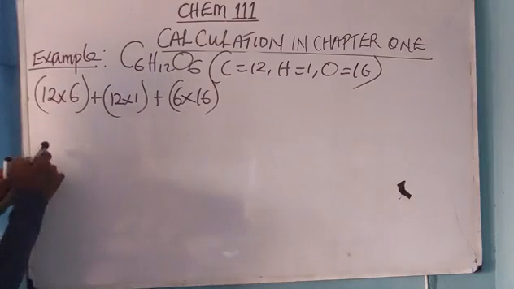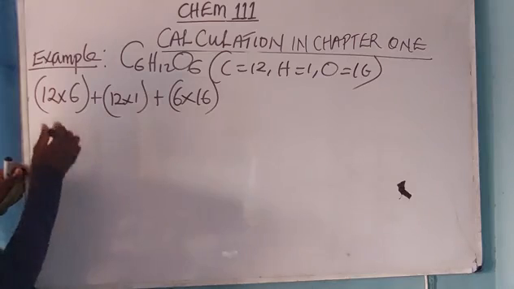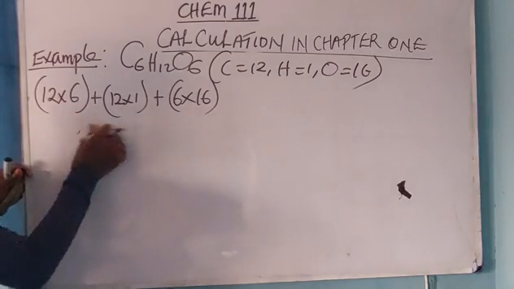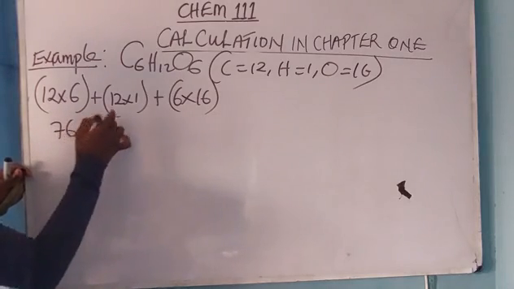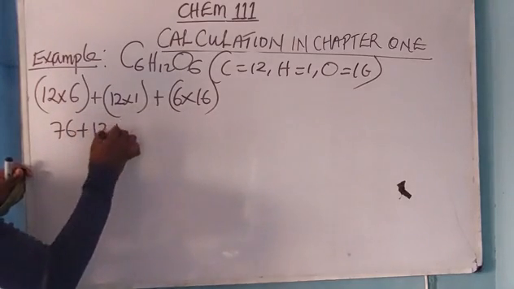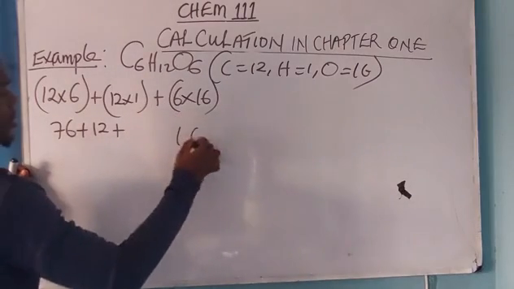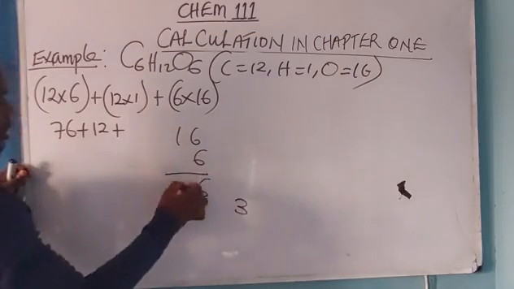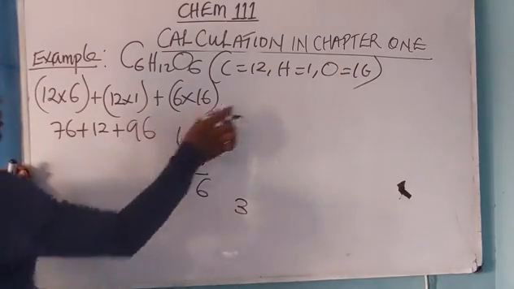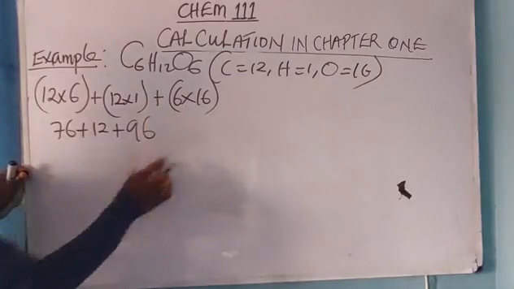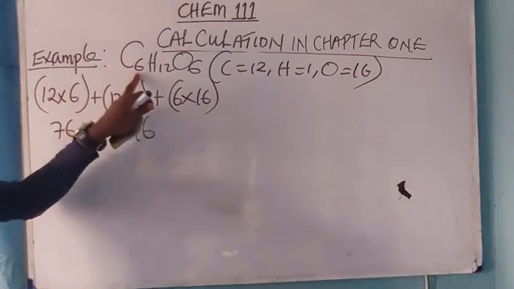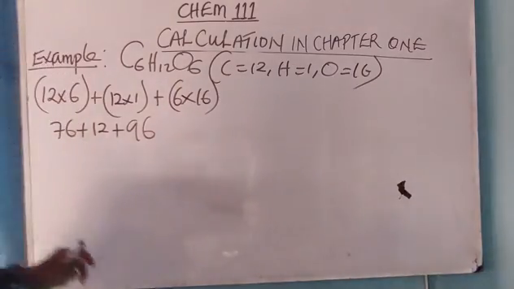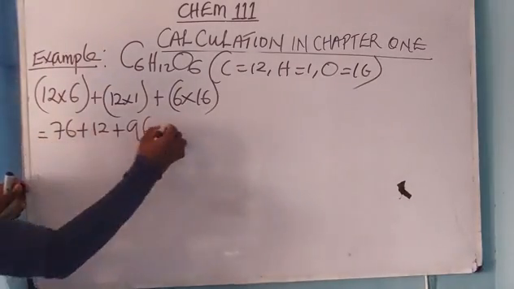12 times 6: 2 times 6 is 12, 2 carry 1, 72. So I have 72 plus 12 plus 16 times 6. 6 times 6 is 36, 6 carry 3, so that is 96. So you can see 12 times 6, 12 times 1, then 6 times 16, like that.